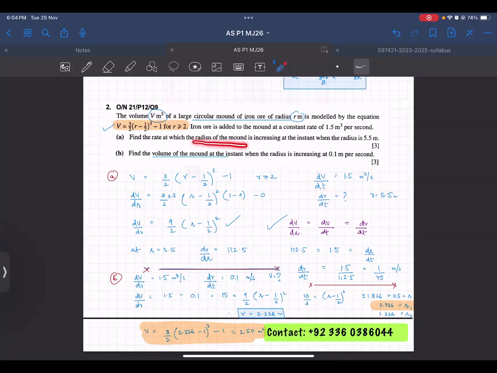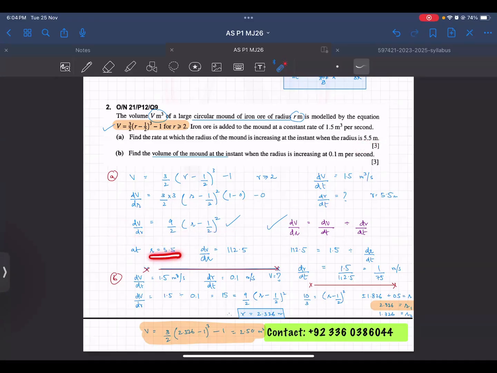Now they're asking you to find the rate of increasing radius when radius is 5.5. So they are asking you to find dr by dt when your radius is 5.5. So if you use this formula, you have this formula, right? And you already have this value. They're asking you to find this value. You can find this one using the function that you have. If you differentiate this function, you will get dV by dr. This is your dV by dr. And then I found the value of dV by dr when my radius is 5.5.